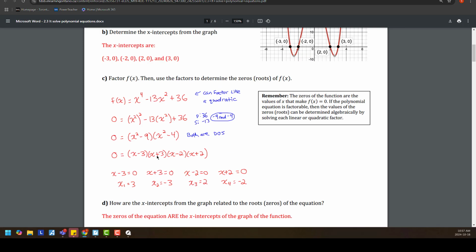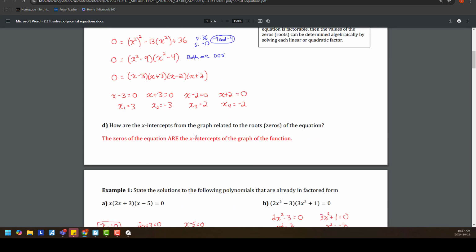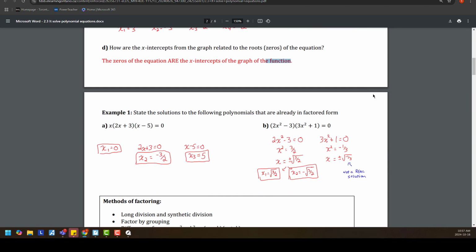And this is the notes. You can see they did the exact same thing. How are the x-intercepts in the graph related to the roots? The zeros of the equation are the x-intercepts. Yeah, that's something I think we've mentioned a few times.